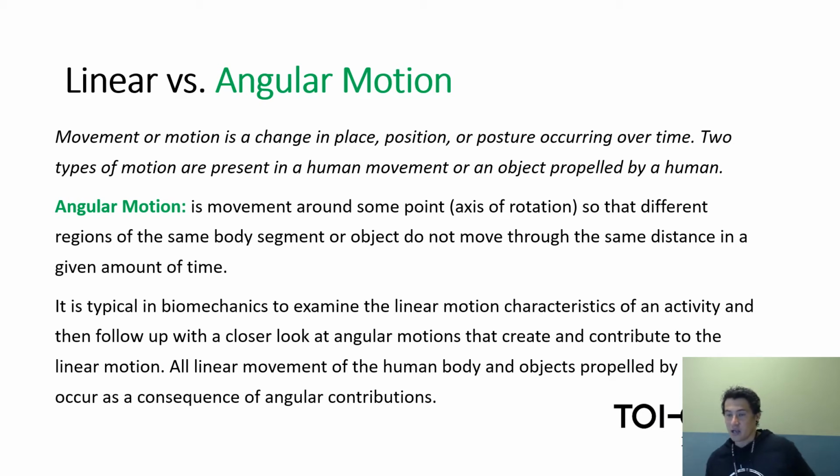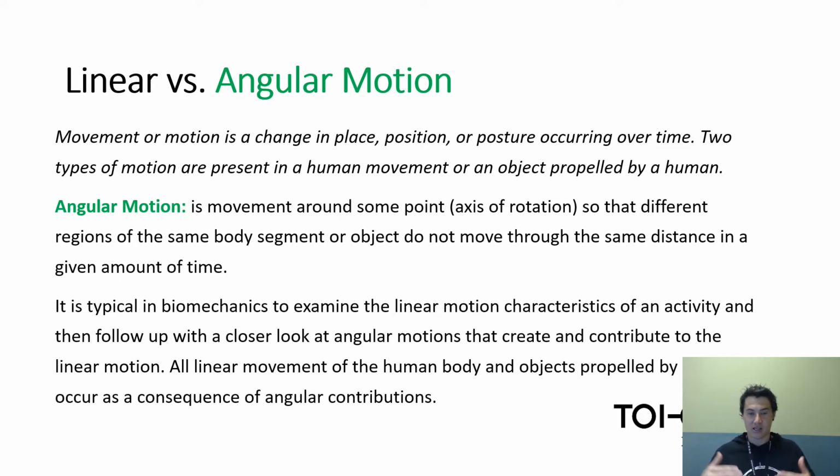the center. It is typical in biomechanics to examine the linear motion characteristics of an activity and then follow up with a closer look at angular motion that creates or contributes to that linear motion. And what this really means for us is that all linear movement of the body, so for us to move from position to position, is generally a linear motion, but we are propelled through a sequence of angular motion around every single joint.